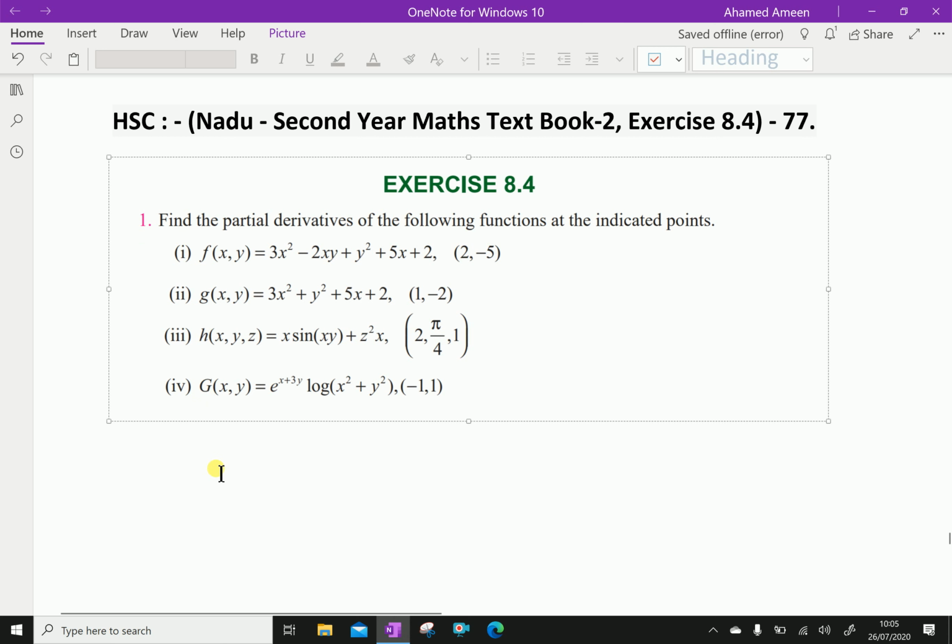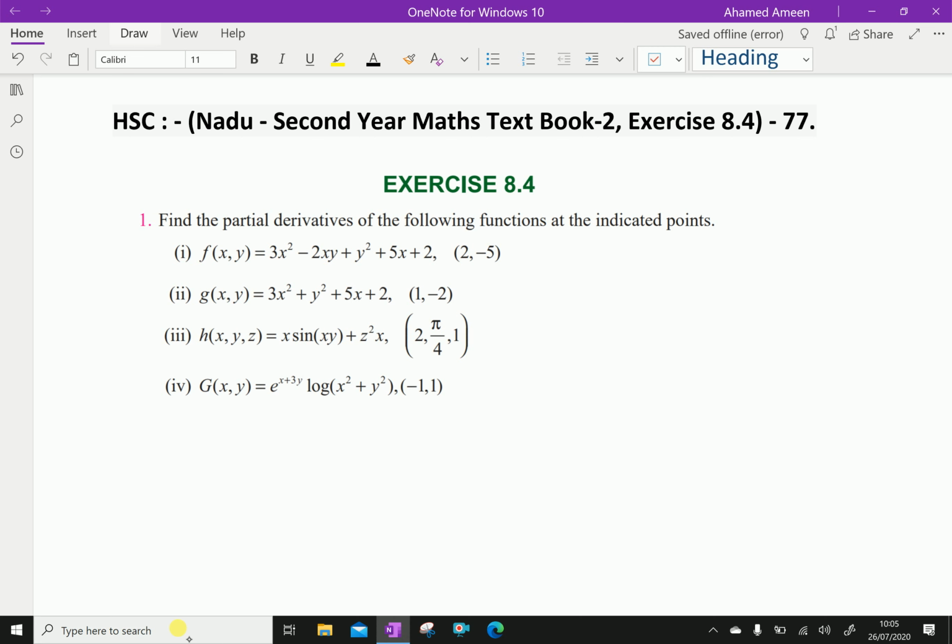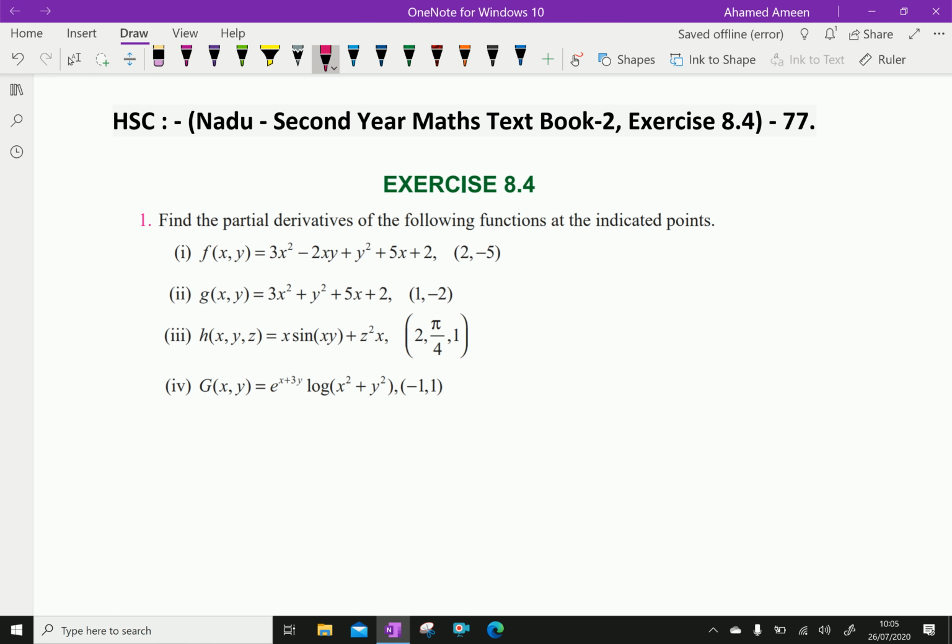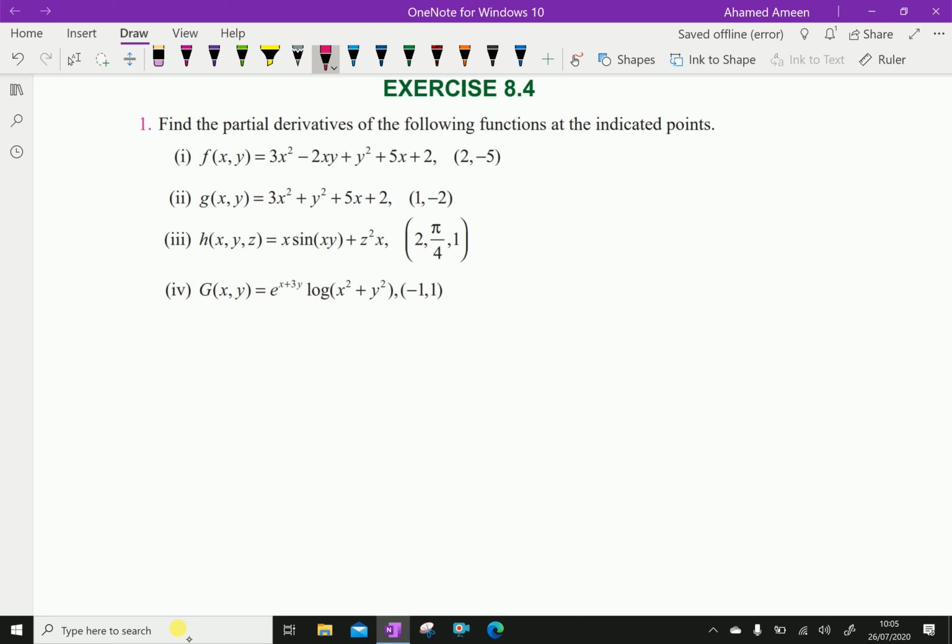Find the partial derivative of the following function at the indicated points. The first question: f of x equals 3x squared minus 2xy plus y squared plus 5x plus 2 at the point (2, -5).